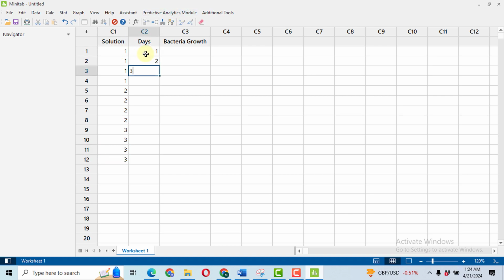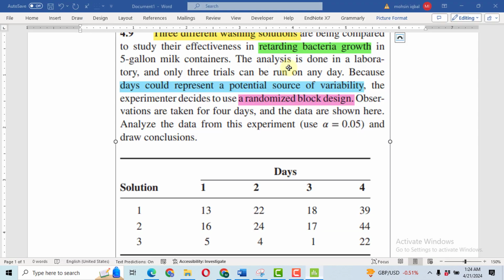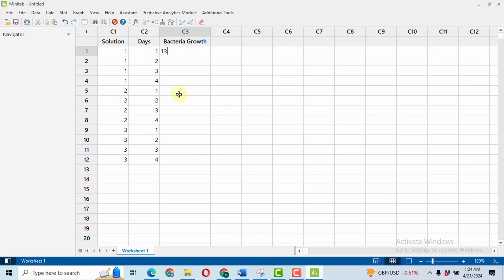Then we have 4 days. So write 1, 2, 3, 4 for solution number 1. Then copy and paste it for solution number 2. Again copy and paste for solution number 3. Then write the response variable. So we have to enter again in the form of rows. So 13, 22, 18.